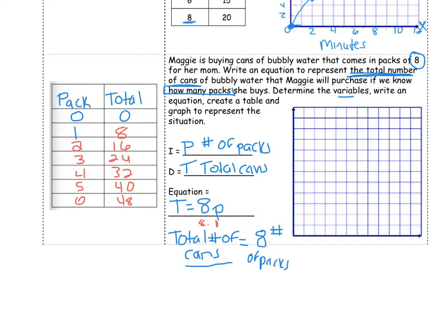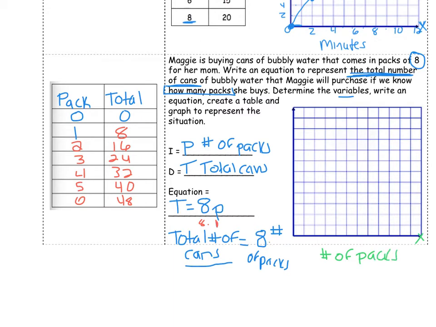So now we have our numbers that we need to make our graph. So again, please remember to label. This is really important. So the independent variable is my x, and it is going to be number of packs.